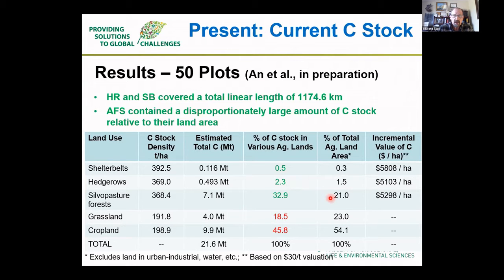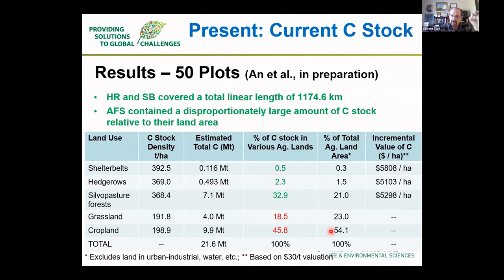And the silvopasture forests, that number really jumps because we're looking at 21% of the ag land area, and yet it contained almost 33% of the total carbon stock. The exact opposite pattern was represented by the grassland and the cropland, particularly the cropland. Even though the cropland represented 54% of the ag land area.